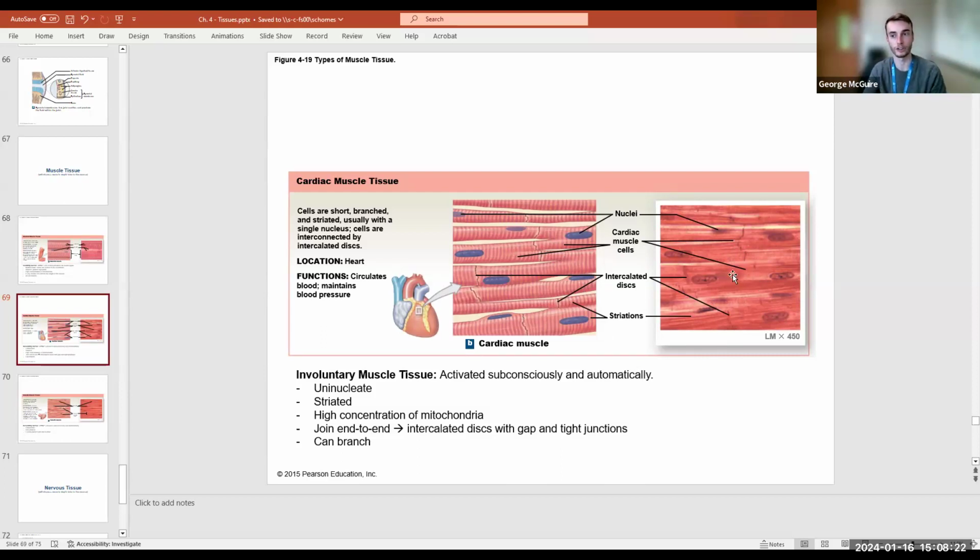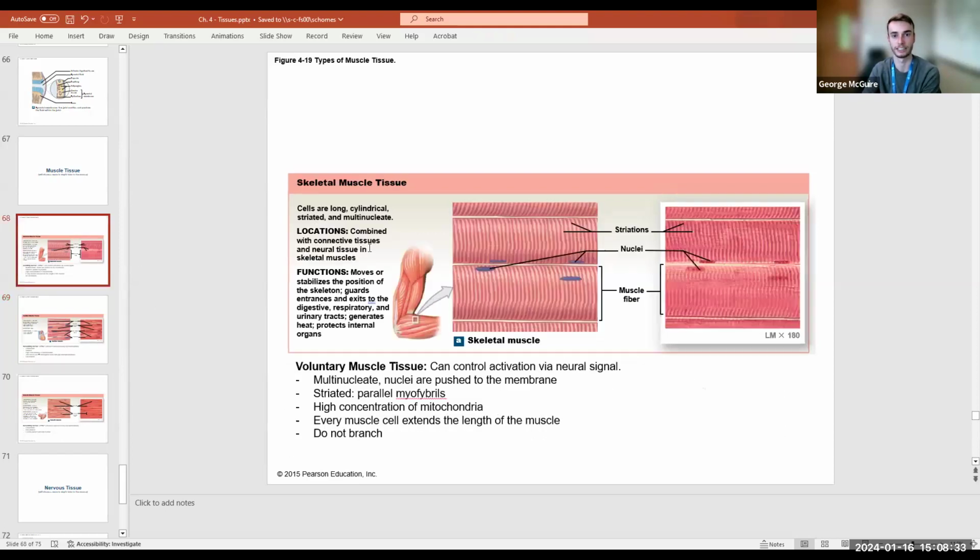But there's not a whole lot of overlapping of this muscle. And again, this is only found in the heart. So they join end to end at those intercalated discs, they have gap and tight junctions, and they branch. Whereas the skeletal muscle did not branch. They're completely parallel. The one cell runs the entire length of the fiber.